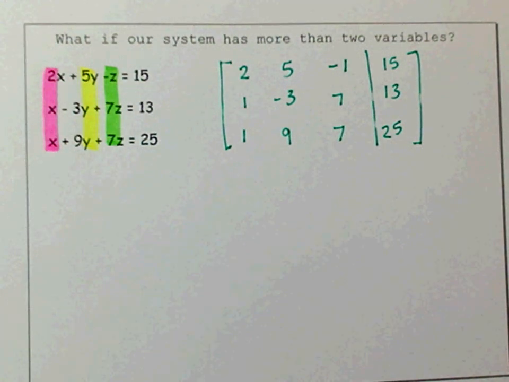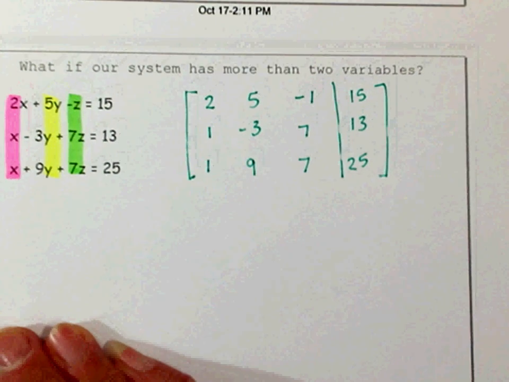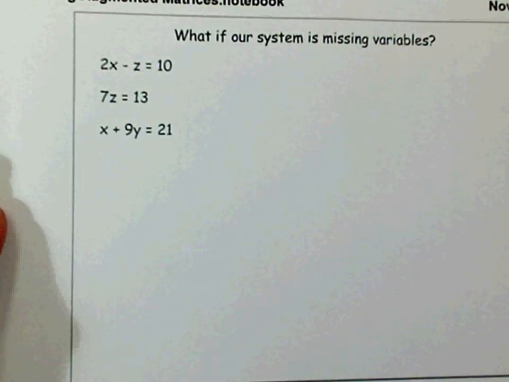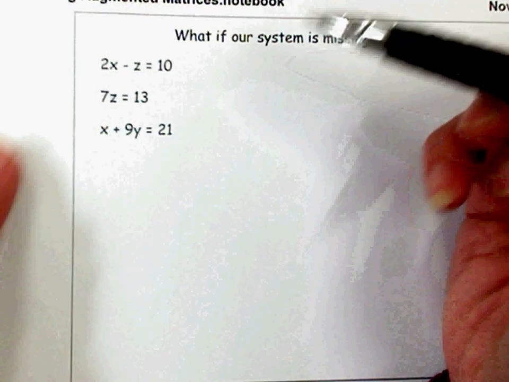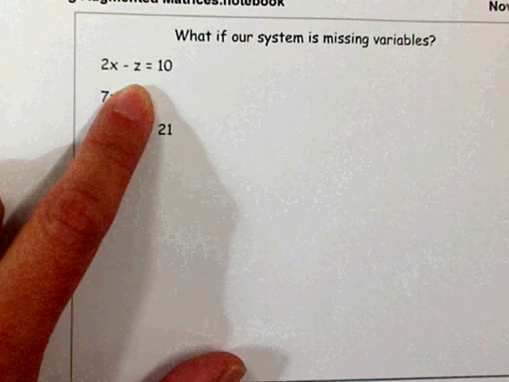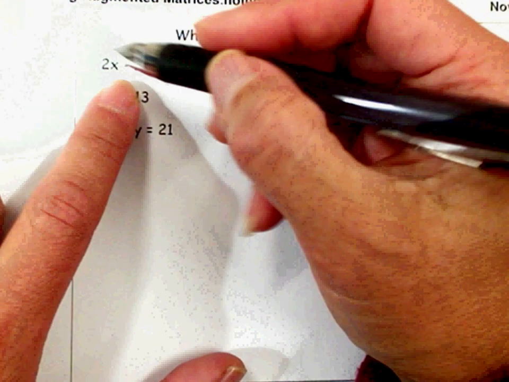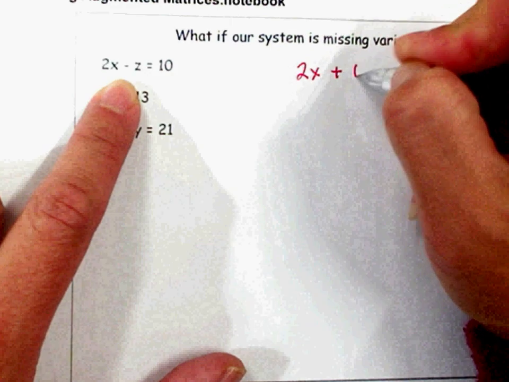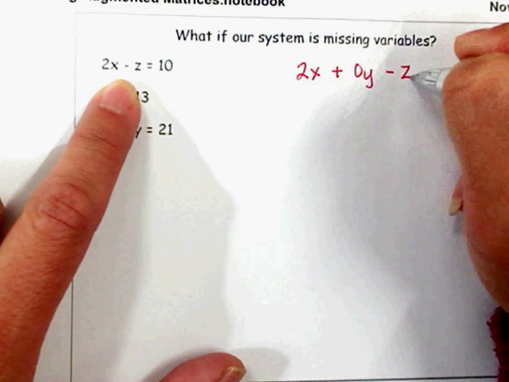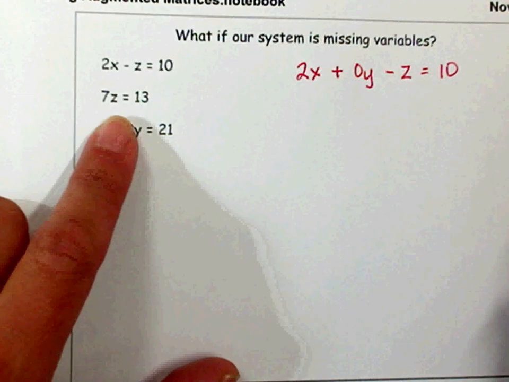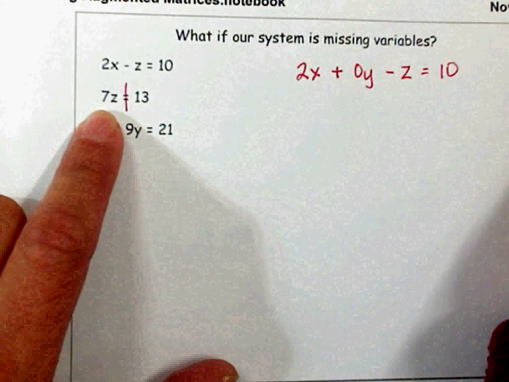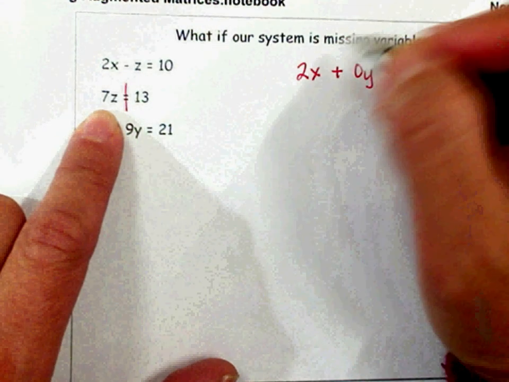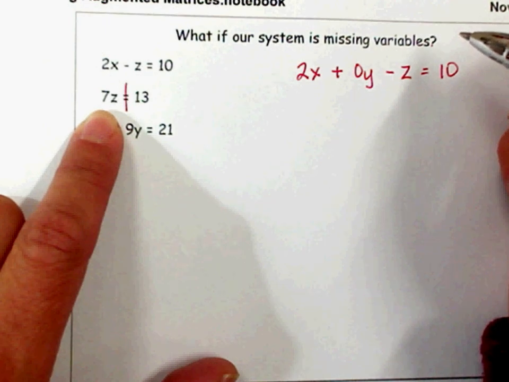Okay? Alright, let's go on to the next one. All I want to do is make sure you guys learn how to write it. Take a look at this one. I have 3 variables, x, y, and z, but they're out of order. Okay? So put them in order. Alright, so you have 2x plus 0y minus z is equal to 10. Do you see that? Your numbers on the right, everything else with the letters on the left, variables.